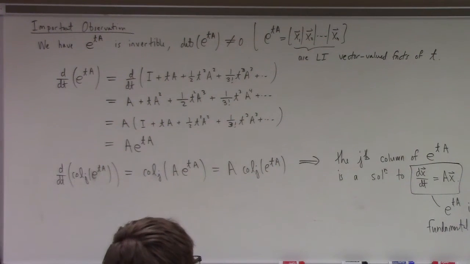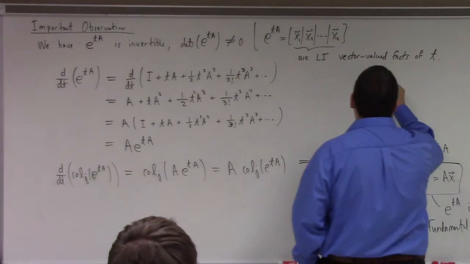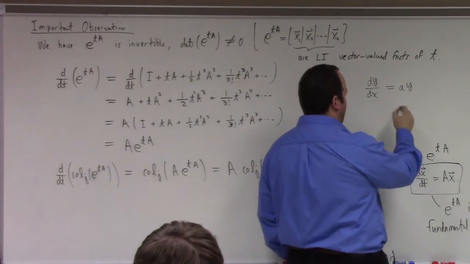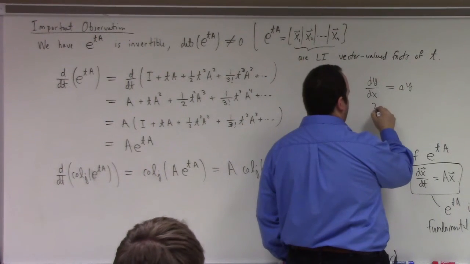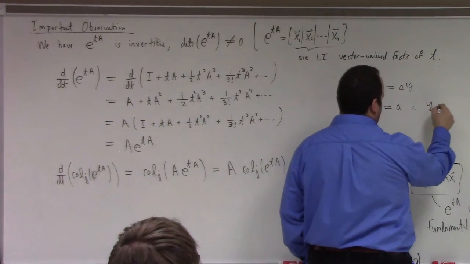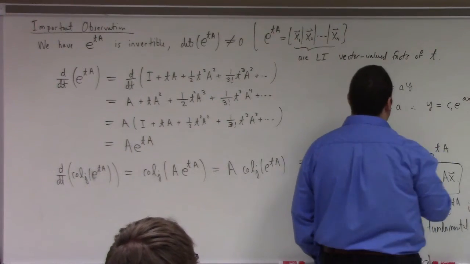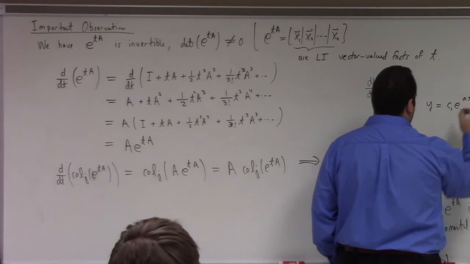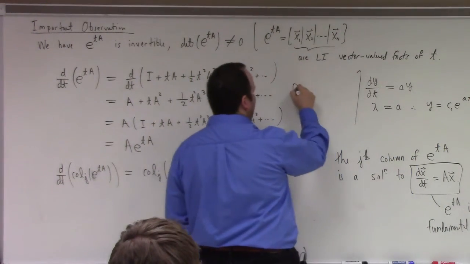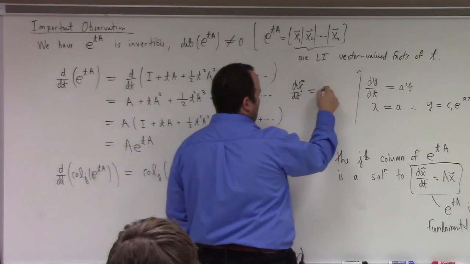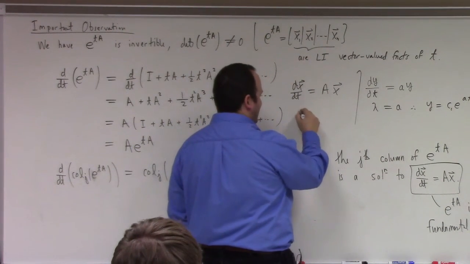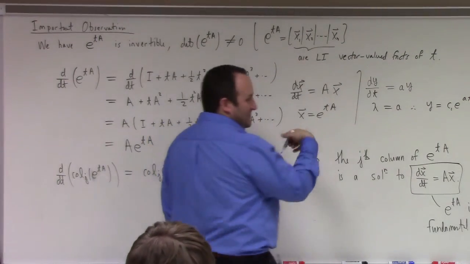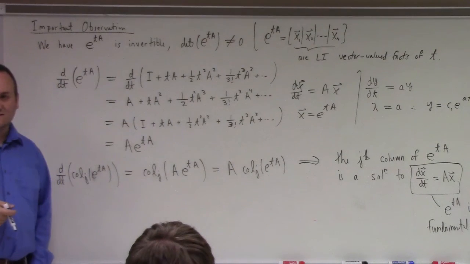Because if you look at this just from a formal perspective, remember, how did we solve dy dx equals ay? We go lambda equals a, therefore y is equal to c1 e to the ax. Or maybe if I make it t, it's even easier to see the analogy here. So you're looking at dx dt equals ax. So what could be more natural than to say that x equals e to the ta? But this doesn't quite make sense. That's a matrix, right? So the analogy breaks down a little bit.